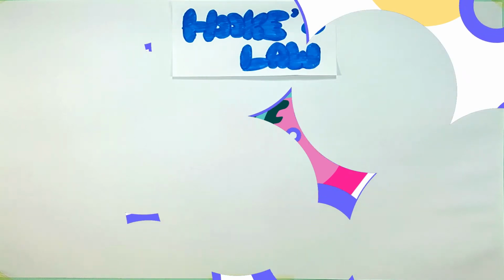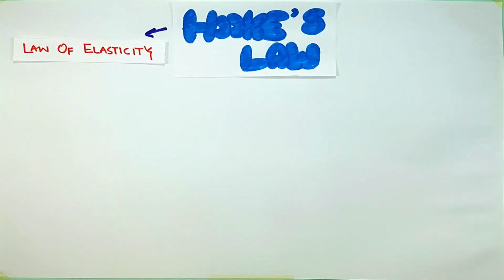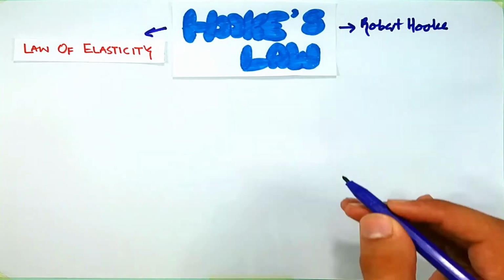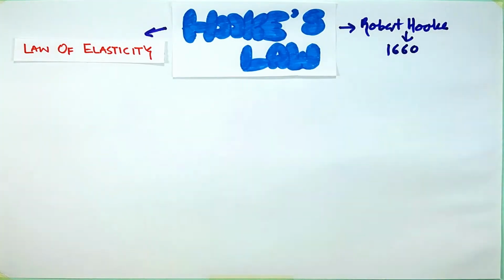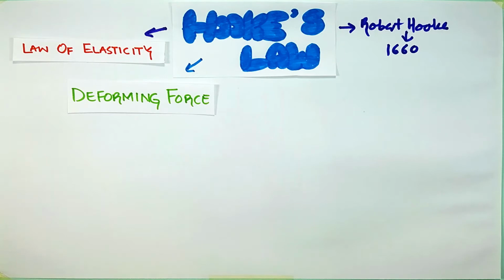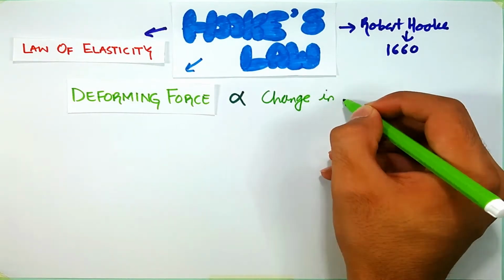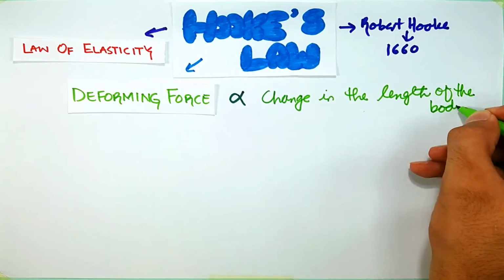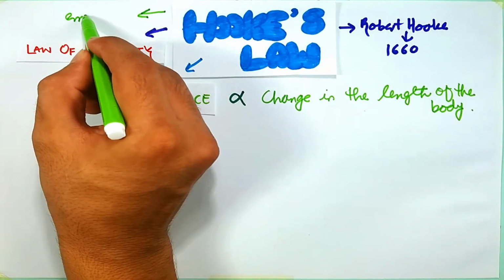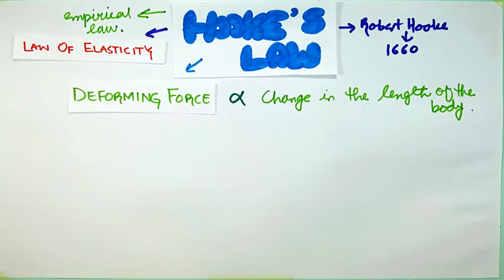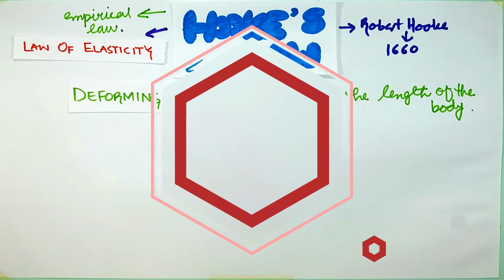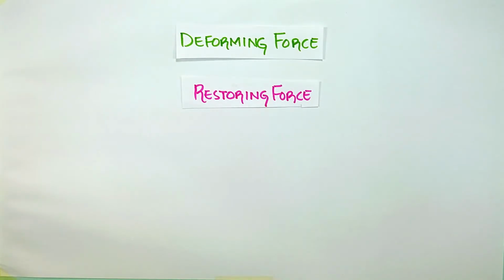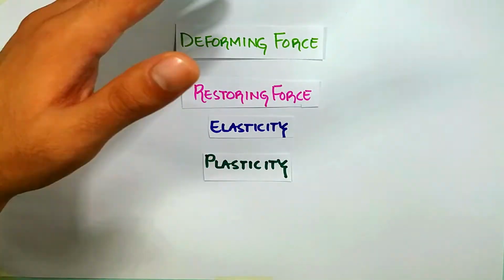Hooke's law, or the law of elasticity, is an empirical law deduced by English physicist Robert Hooke in 1660, which states that the deforming force is directly proportional to the change in the length of the body. Before I explain Hooke's law, first let us grasp the concepts of deforming force, restoring force, elasticity, and plasticity.